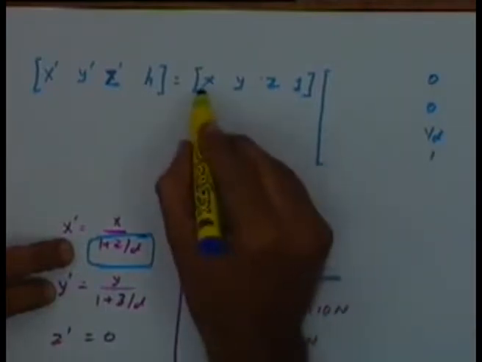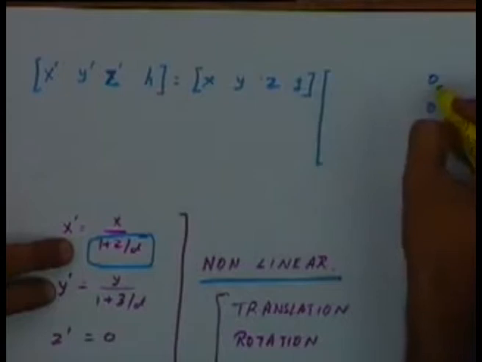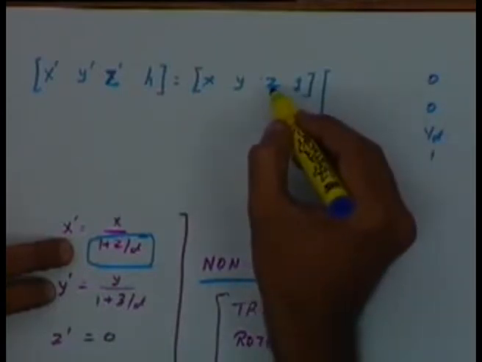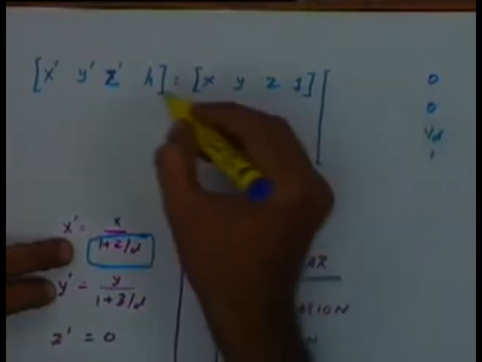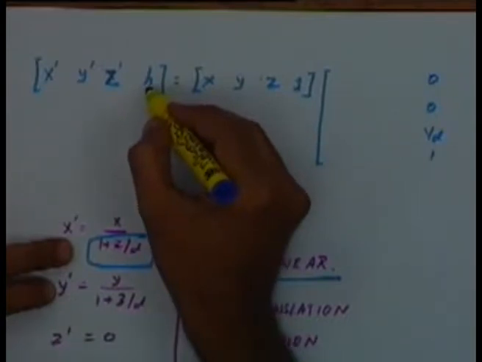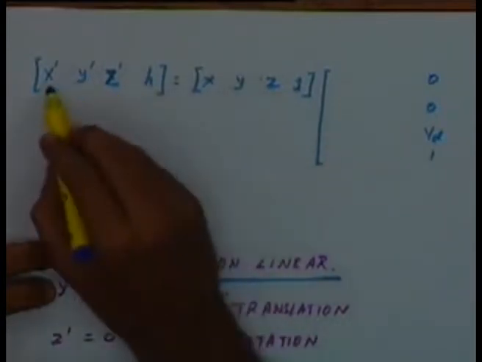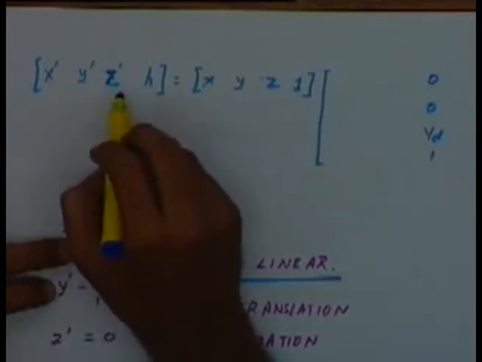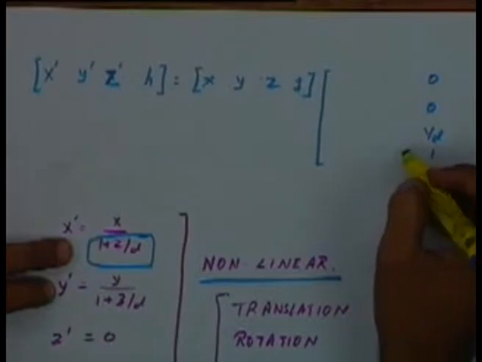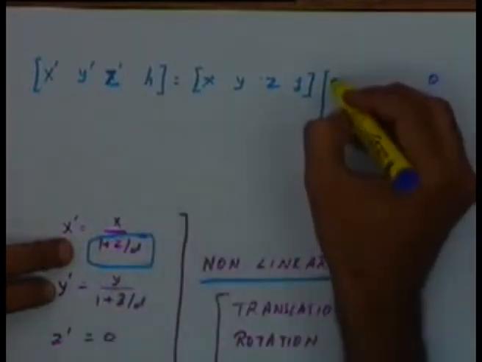Okay, so that this row vector multiplied by this column will give us the term of 1 plus z by d. This way 1 plus z by d will be the value of h. If h is equal to 1 plus z by d, effectively x prime, y prime as well as z prime will get divided by the same number, and x and y will retain the same values.